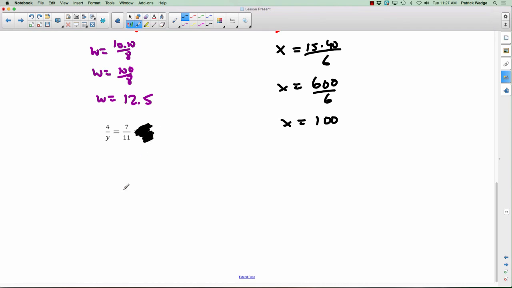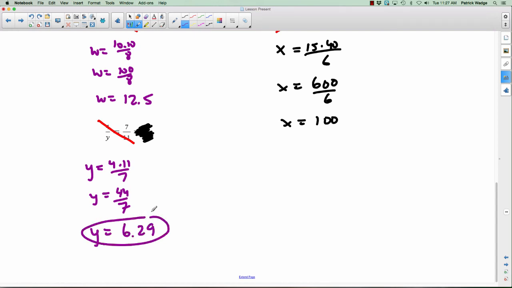So if I ignore this, I can solve this proportion right here exactly like we did up above. What's the diagonal where you know them both? Right here. So in order to get y, you have to go, you can't even read it now, it's 4 times 11. And then you have to divide it by 7. So y equals 44 divided by 7. If you do 44 divided by 7, you get 6.29 it rounds to. So that would be our answer for that one.